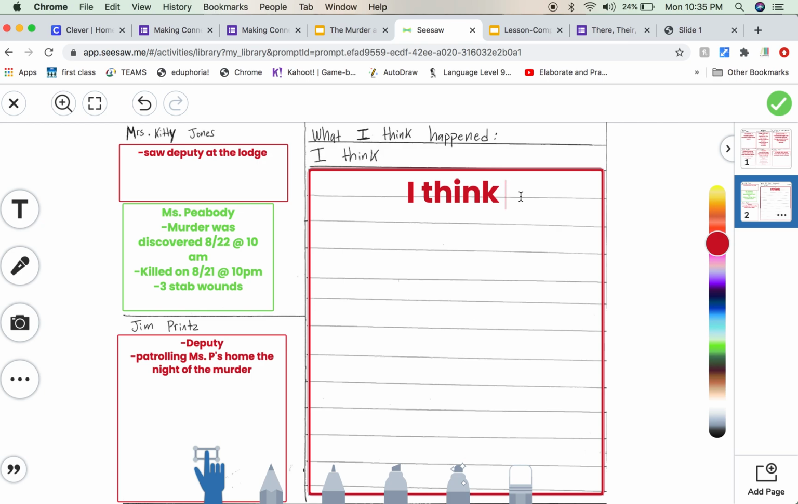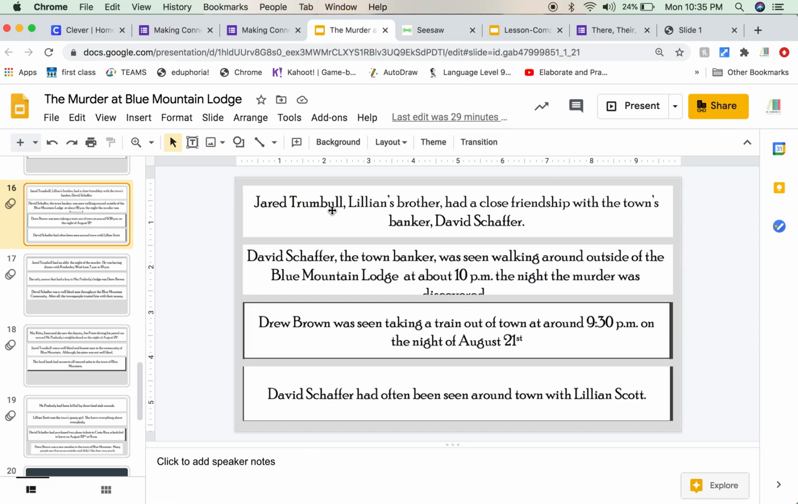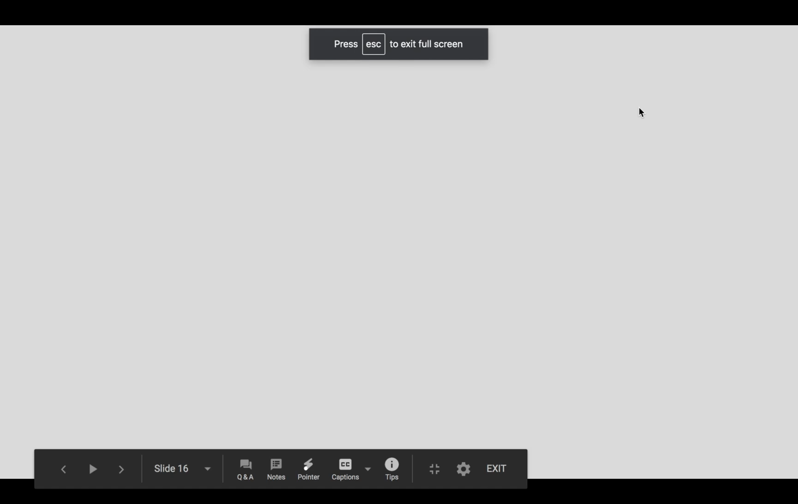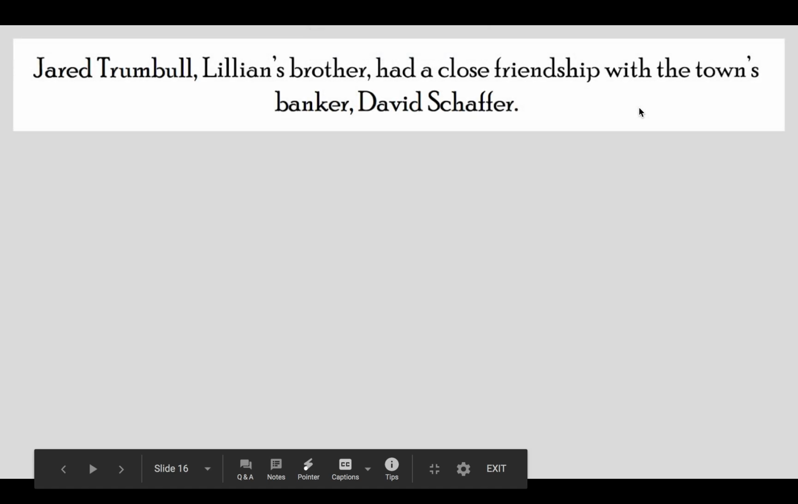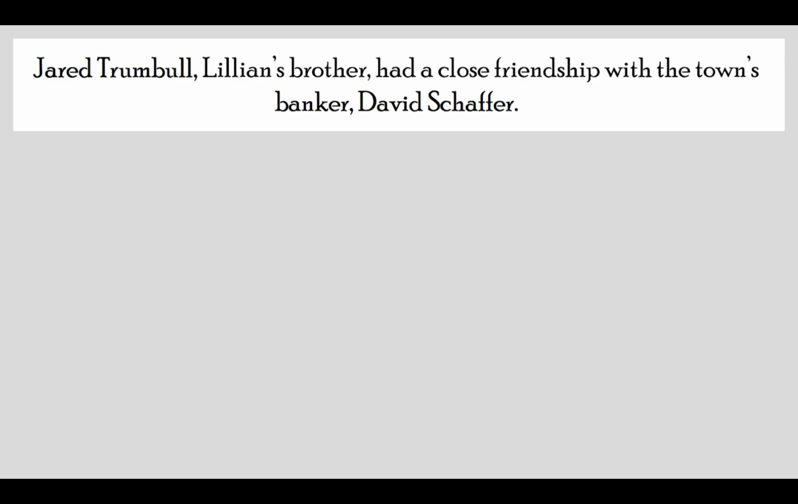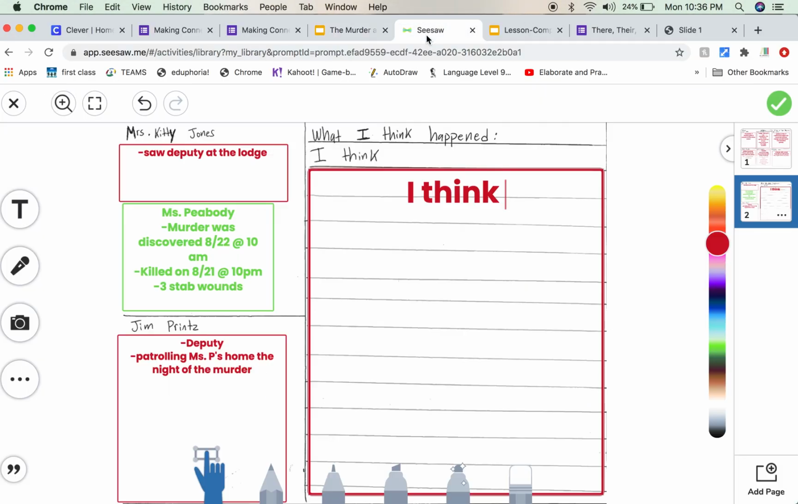Who killed Miss Peabody and how, and then use the clues right here as your evidence to explain why you think that suspect killed Miss Peabody. So detectives, it is your time to think, to make predictions, to use the evidence. Look at all the clues. And for example, if I think it was Jim, I would type in, I think Jim. I'm not saying that Jim did it. This is your example on how to write down what you think happened.